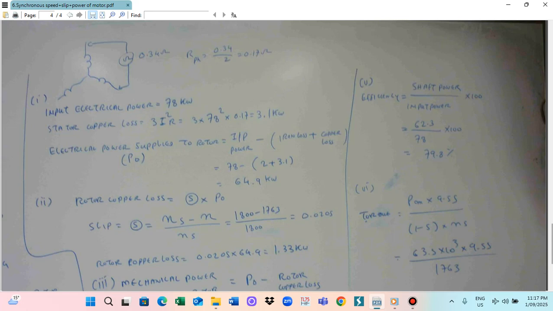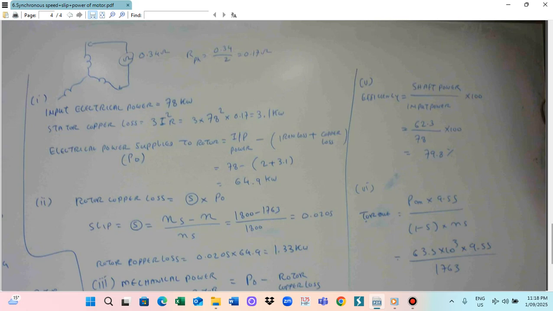And second, we also need to calculate the rotor copper loss. We can use the formula: the rotor copper loss is slip multiplied by the power supplied to the rotor. So this is the equation. Rotor copper loss is equal to slip multiplied by P0. So this is the equation by which you can calculate the rotor copper loss, slip multiplied by P0.